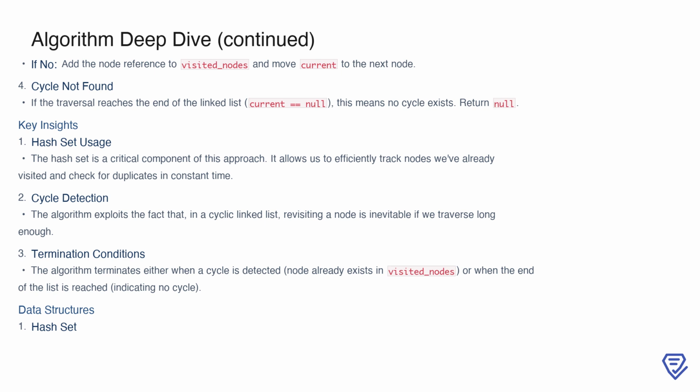By storing node references, we can quickly check for revisits in constant time. This algorithm cleverly leverages the fact that a cycle in a linked list guarantees that revisiting a node is unavoidable. The termination conditions are straightforward. The algorithm halts as soon as a cycle is detected or when the traversal reaches the end of the list. This ensures that the approach is both simple and effective.